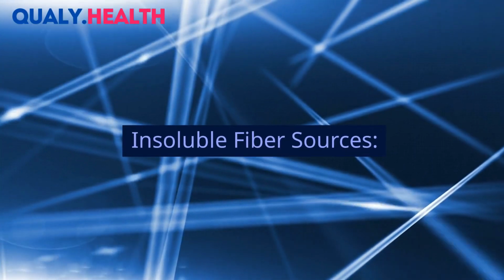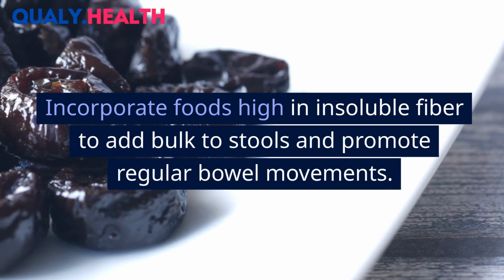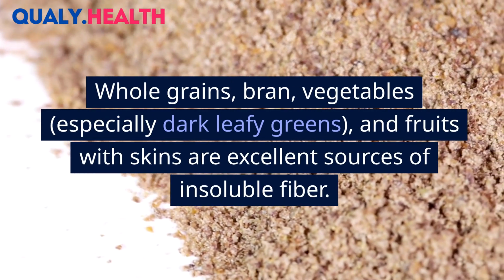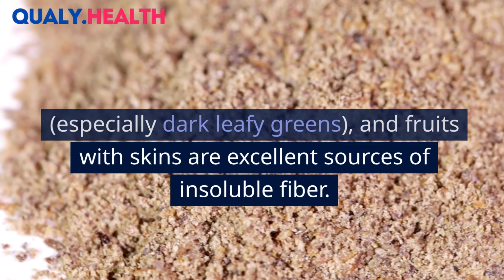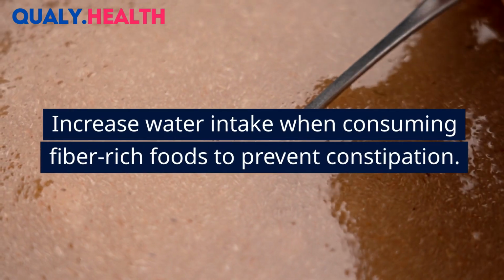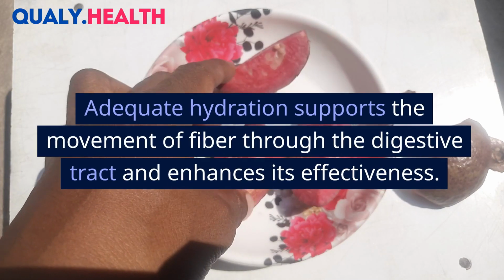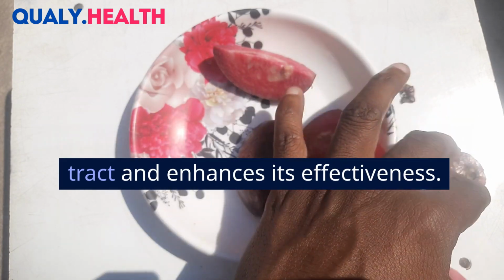Insoluble fiber sources. Incorporate foods high in insoluble fiber to add bulk to stools and promote regular bowel movements. Whole grains, bran, vegetables, especially dark leafy greens, and fruits with skins are excellent sources of insoluble fiber. Hydration. Increase water intake when consuming fiber-rich foods to prevent constipation. Adequate hydration supports the movement of fiber through the digestive tract and enhances its effectiveness.